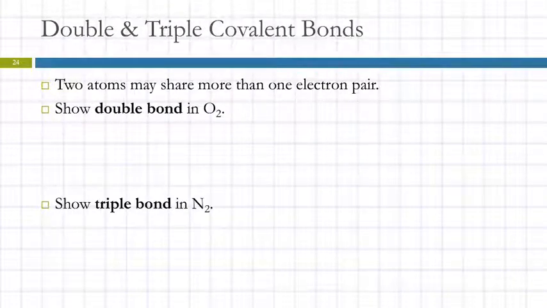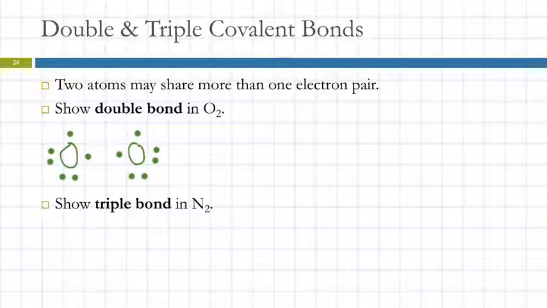Okay, so that was single bonds. You can have atoms that share more than one pair of electrons. So let's look at oxygen. How many valence electrons does oxygen have? 6. So there's one oxygen, 1, 2, 3, 4, 5, 6. There's another one with 6 valence electrons. Neither is happy. So they come together, they're going to share.